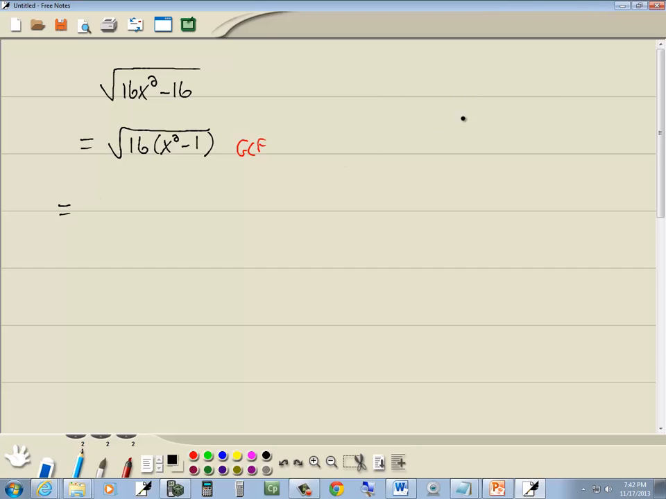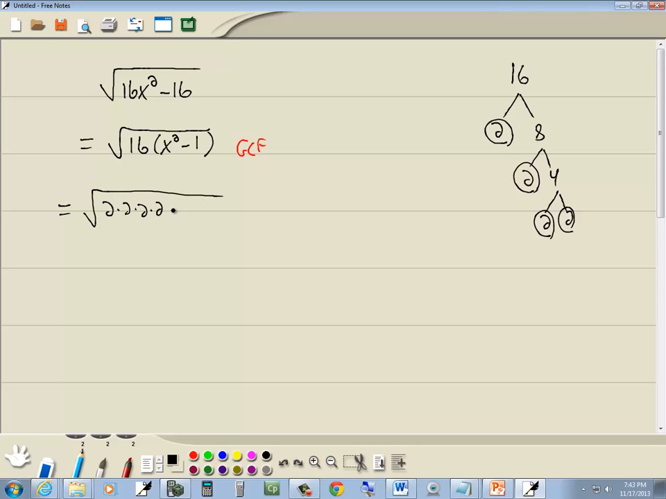Now let's take a look at 16. Now you may be able to see it's 4 times 4, but I'll assume I can't see it. I come over to my tree. It is divisible by 2, my first prime, 2 times 8. 2's prime, so we circle it. 8 is 2 times 4. 2's prime, so we circle it. And 4 is 2 times 2. So this becomes 2 times 2, like that, times x squared minus 1.